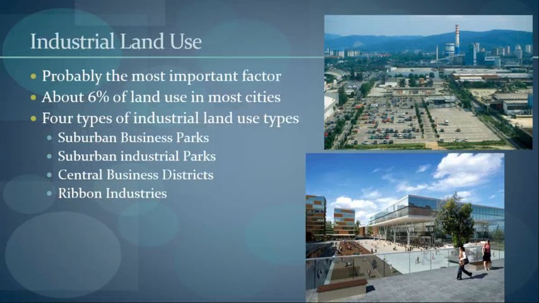All right, so what about industrial land use? This is about 6% of land use in most cities, okay? There are 4 types of industrial land use: suburban business parks, suburban industrial parks, central business districts, and ribbon industries, okay? And ribbon industries are something we're going to talk about a little bit more later on. But essentially, you're talking about a belt of connected industries.